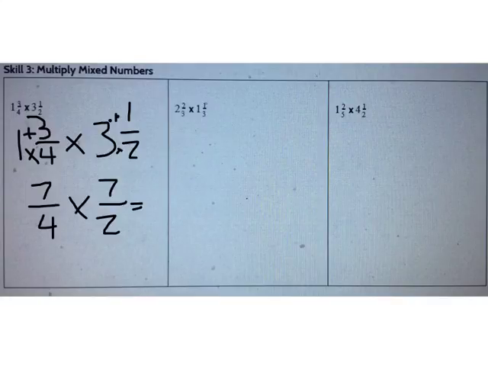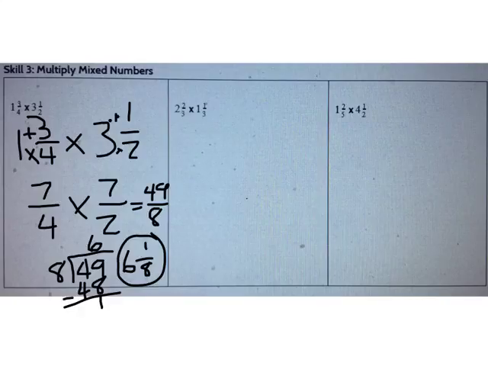Now I can multiply like normal. What's 7/4 times 7/2? It's 49/8. I can multiply the numerators and multiply the denominators. Now I can divide to change it into a mixed number. When I divide 49 divided by 8, what mixed number do I get? The correct answer is 6 1/8.